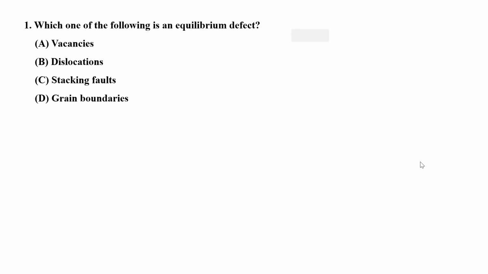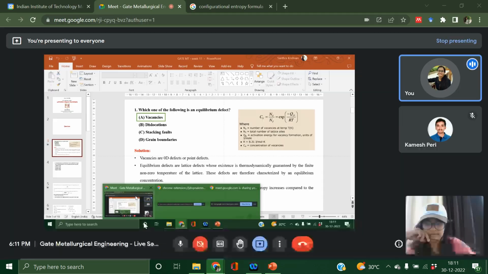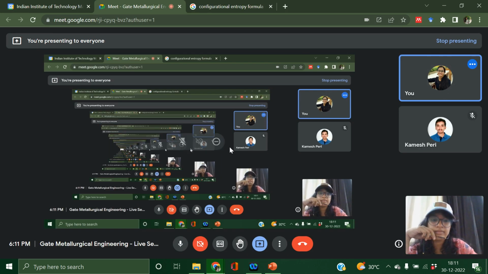Which one of the following is an equilibrium defect? Options are vacancies, dislocations, stacking fault, and grain boundaries. This is a 1 mark question that was asked previously. So, which one of the following is an equilibrium defect? Can you please answer?